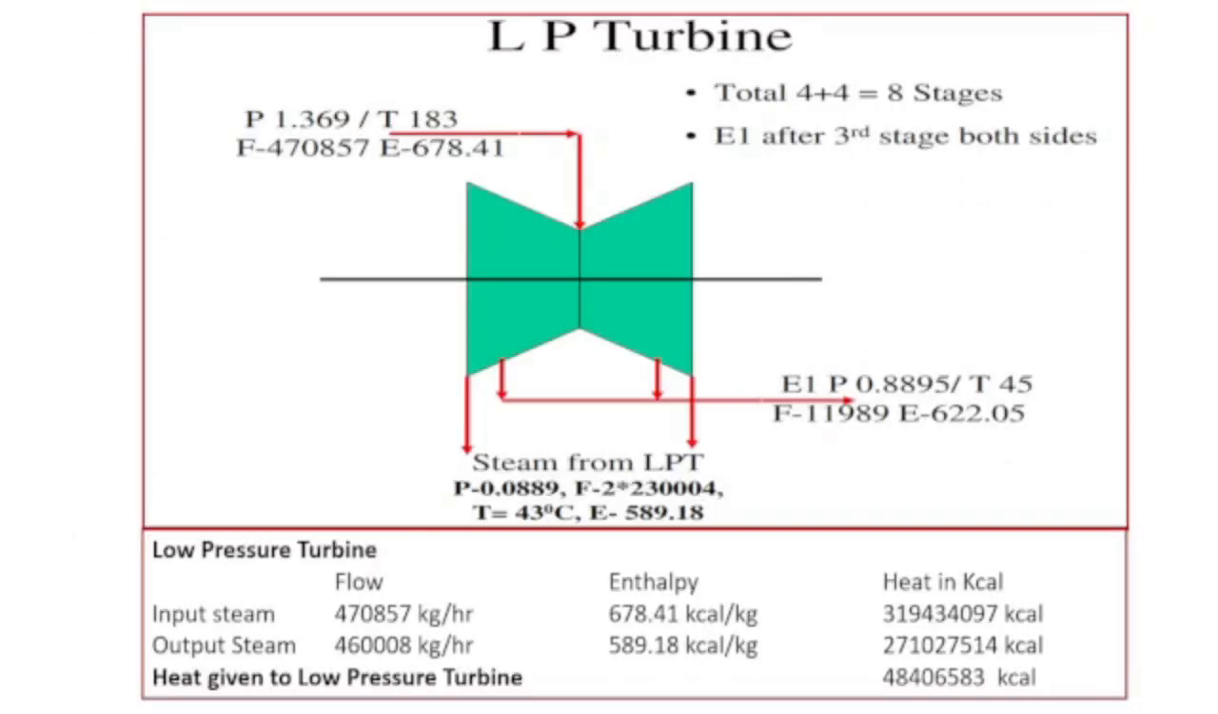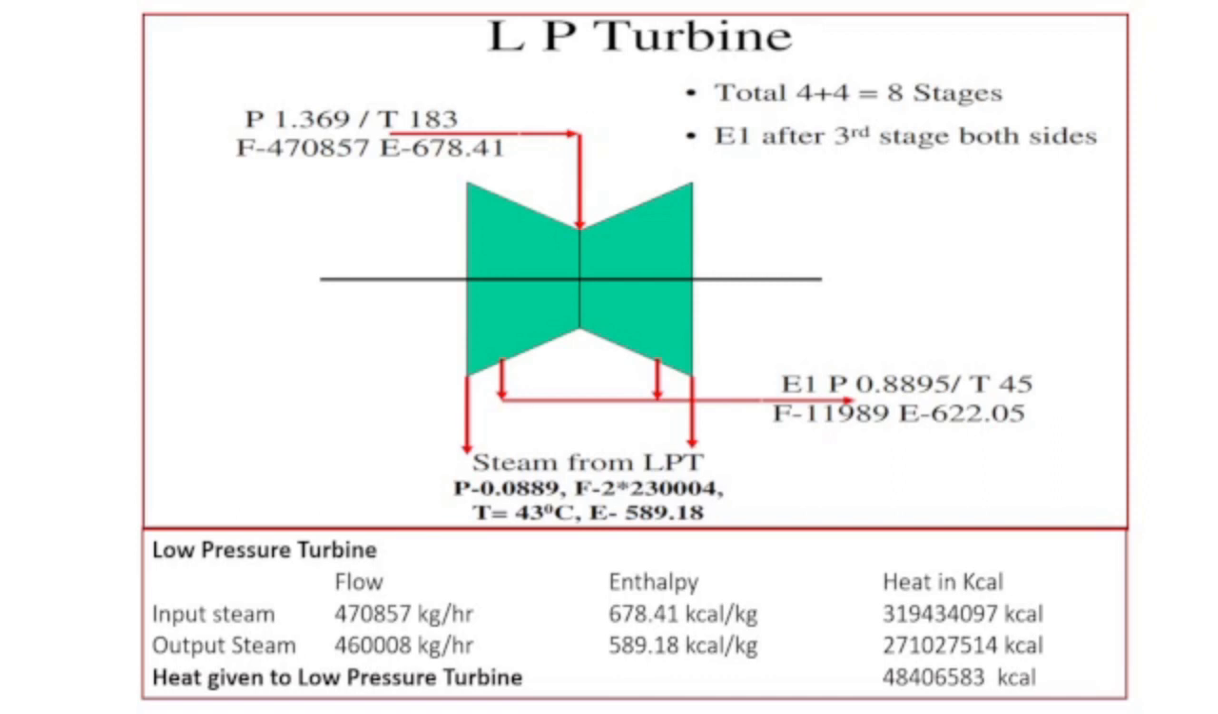Then from the intermediate pressure turbine, the steam enters the LP turbine with the parameters shown here. Pressure is 1.369 kg per square centimeter. The temperature is 183 degrees centigrade. The flow is 470,857 kg, and enthalpy is 678.41 kilocalories per kg. There is one extraction here. So there are a total of 8 stages, 4 stages on the left hand side and 4 stages on the right hand side, and extraction one is after the third stage on both sides.